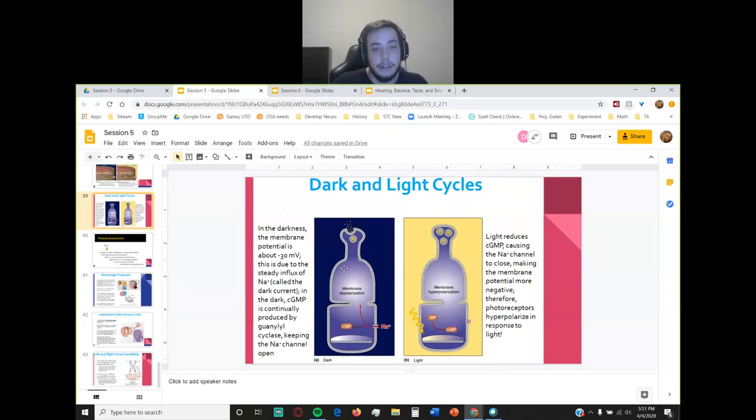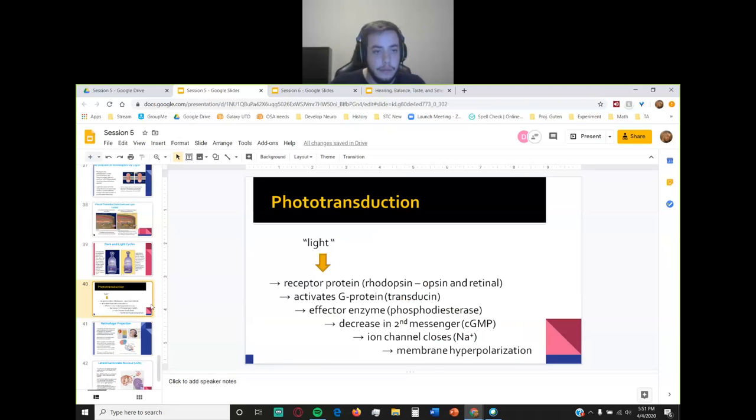So in the dark, we are getting constant positive membrane potential. So we're in a constant depolarized state. When we get light, we're going to then hyperpolarize, because we are removing the availability for sodium to come into the cell. When sodium is coming in, we are depolarized, and then once we break down that cyclic GMP, it's closing our sodium channels, and that is going to lead to a hyperpolarization. So we're going to stop our membrane potential, and it's going to be negative again.